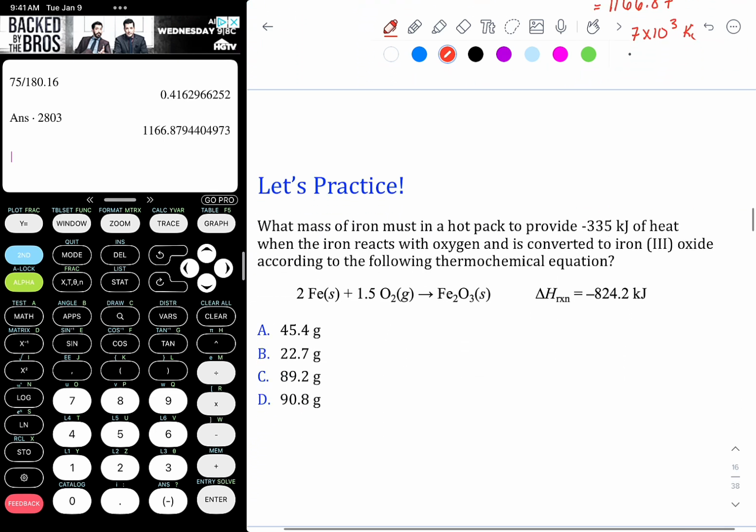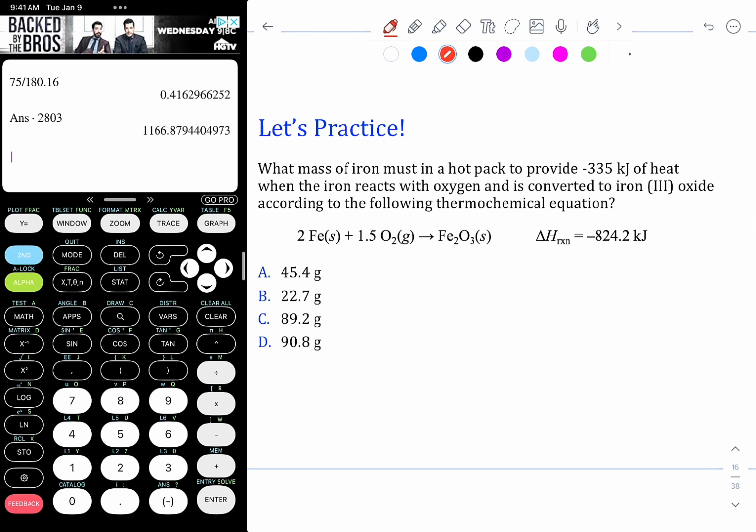Okay, let's try another one. I want you to try this one independently, and I give you some options for answers so you can check your work along the way. What mass of iron must be in a hot pack to provide negative 335 kilojoules of heat when the iron reacts with oxygen and is converted to iron(II) oxide according to the following thermochemical equation? So let's look at this problem.